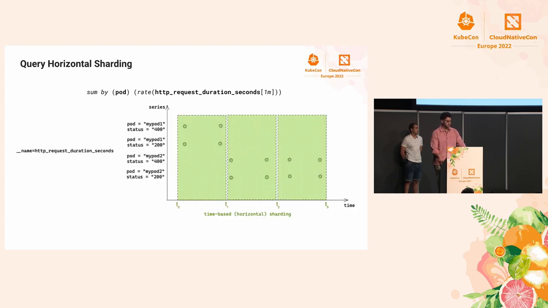So this is what time-based or horizontal sharding looks like. Say you want to sum by a pod for a specific metric, you want to do a sum rate over a specific metric. The way that time slicing works is if your original range is, in this example, T0 to T3, you would split that up into three distinct ranges, and you would execute them in parallel or in series. But that means that you've limited the number of samples that you might get for each time series, but you haven't limited the number of time series you might get for each request.